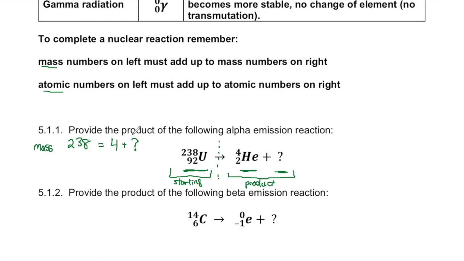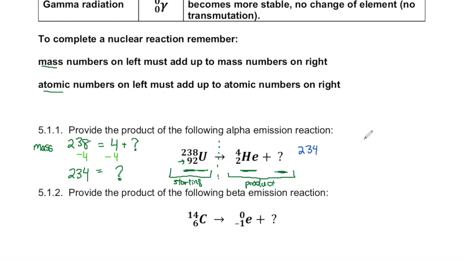So if you use this question mark as an x, let's say, you can use algebra to solve this. We'll subtract 4 from both sides of the equation. Then on the right side of the equation, we just have the question mark alone, and we have 234 being equal to the question mark. And we can double check: 234 plus 4 on the right side is the same as 238 on the left side. We can do the same thing with the atomic numbers.